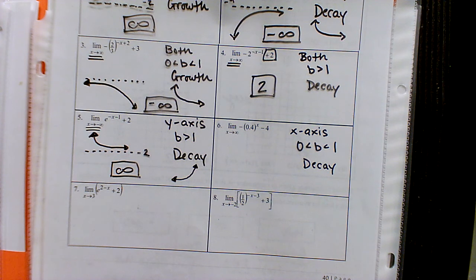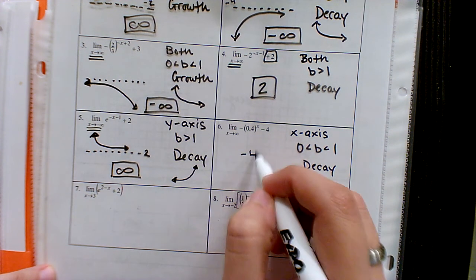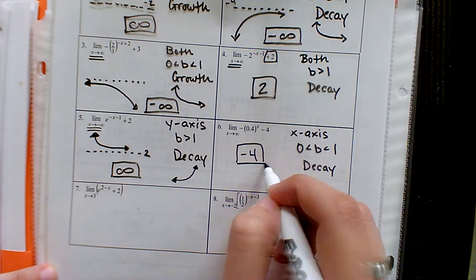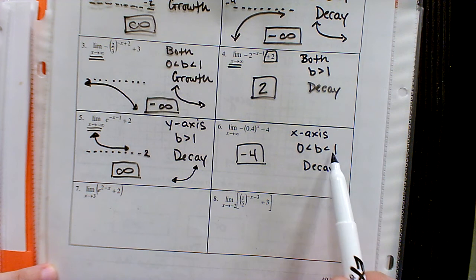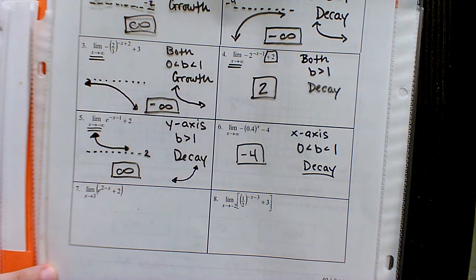Any ideas? You've got a one-third shot. Only one of three things is going to result here. What do you think, Joseph? Negative 4. How'd you get that? It's a flip of the x-axis. Okay, and since the base is in between 0 and 1, it's a decay.